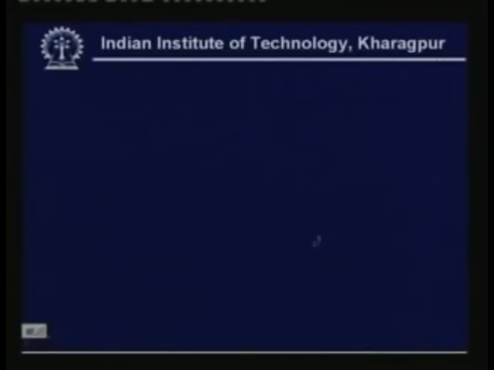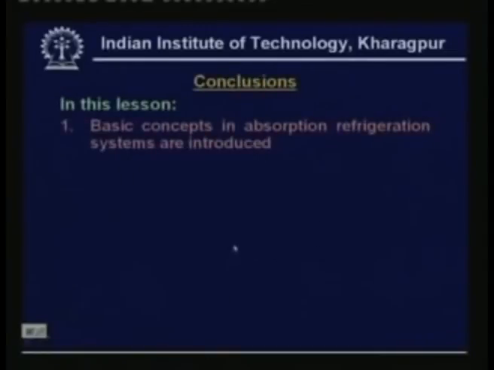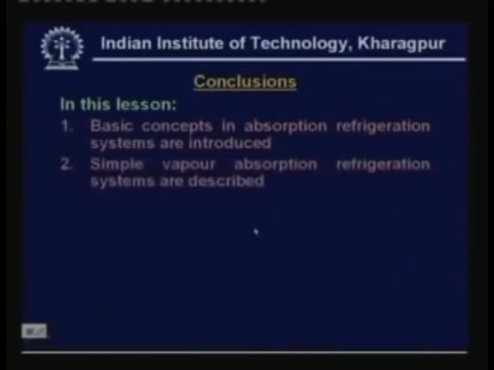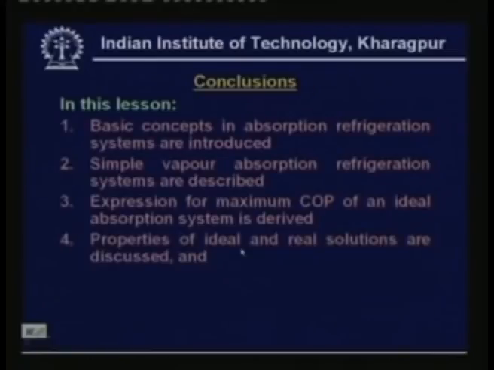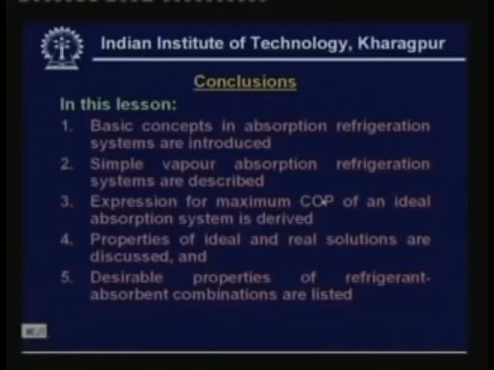So, basically the most important pairs as far as commercialized systems are concerned are water lithium bromide and ammonia water pairs. Now, let me quickly summarize what we have learned in this lesson. In this lesson basic concepts in absorption refrigerant systems are introduced, simple vapor absorption refrigerant systems are described, expressions for maximum COP of an ideal absorption system are derived, properties of ideal and real solutions are discussed, and finally we have listed desirable properties of refrigerant absorbent combinations. In the next lecture I shall discuss lithium bromide water systems. After that I shall discuss ammonia water systems. Thank you.